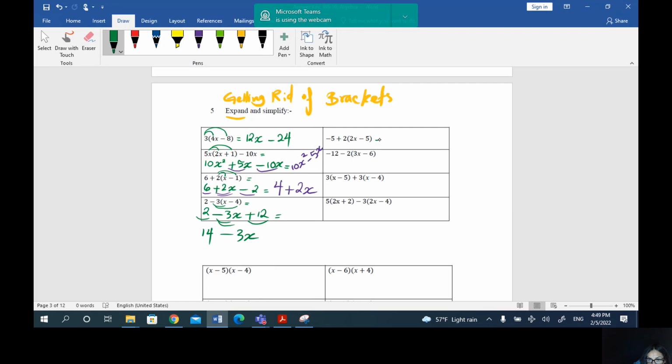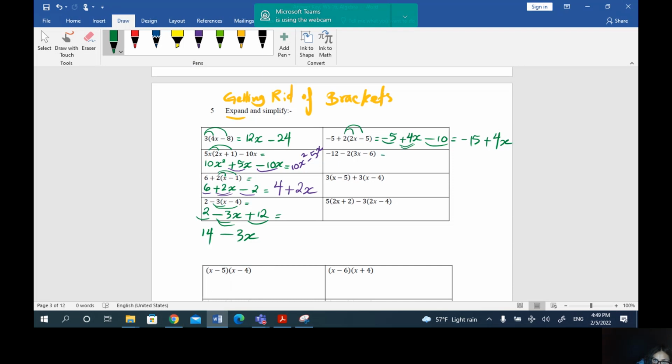Here, minus 5 is on its own. We're going to expand the 2 into the bracket. So positive 2 times positive 2x is positive 4x. Positive 2 times negative 5 is negative 10. And then we're collecting like terms. Minus 5 and minus 10 are like terms, so minus 5 minus 10 is minus 15. The 4x is on its own, there is no like term to it, so we will just bring it down as is.